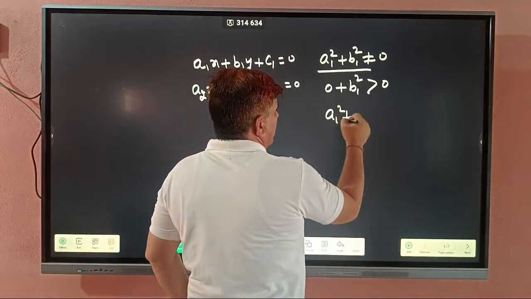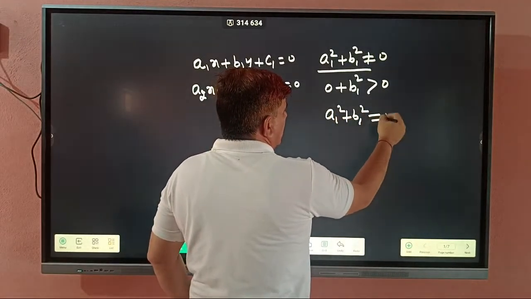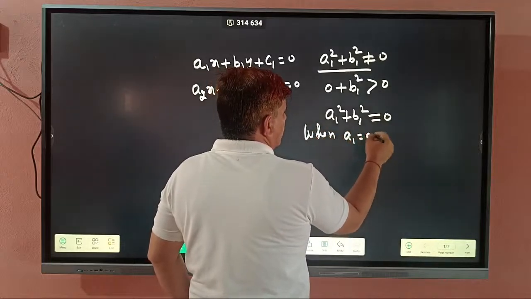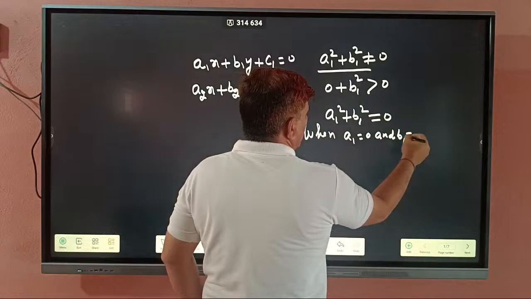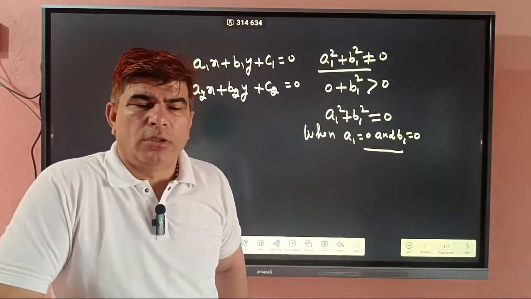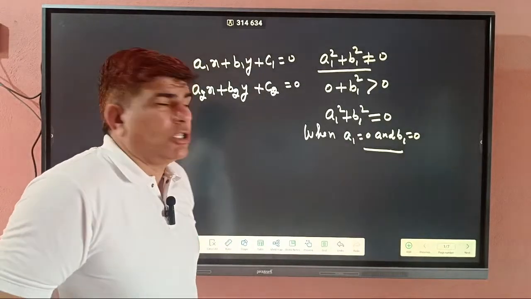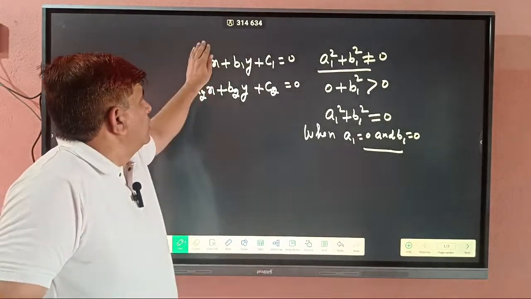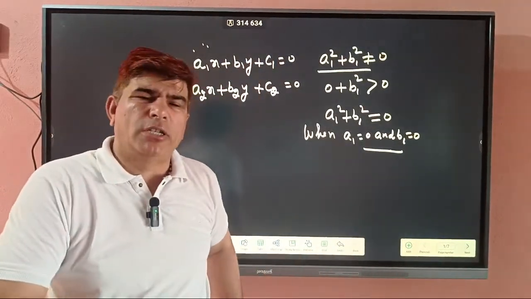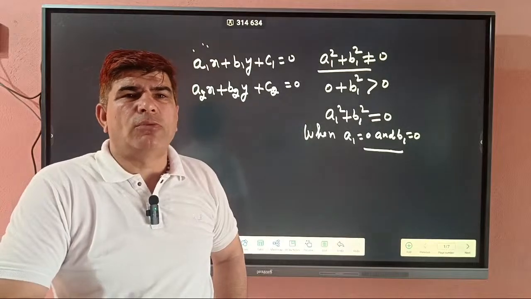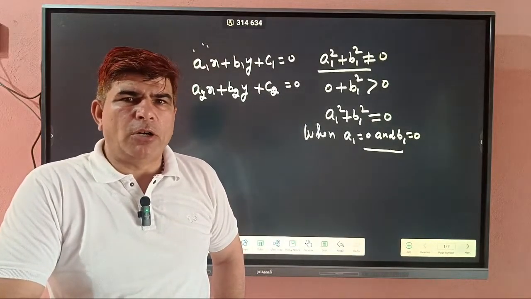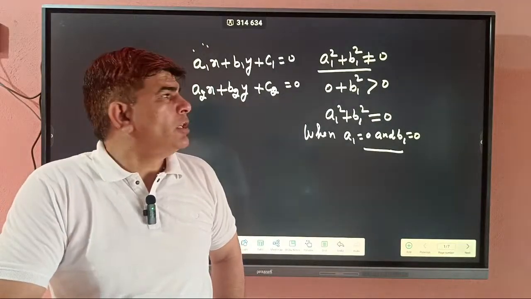So a1 square plus b1 square becomes equal to 0 only when a1 equals 0 and b1 equals 0. In that case, it's not a linear equation in two variables. This becomes 0 and this becomes 0, so only c1 is left, which is a constant quantity. But we are talking about a linear equation in two variables.